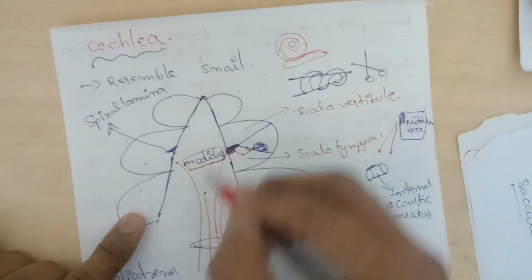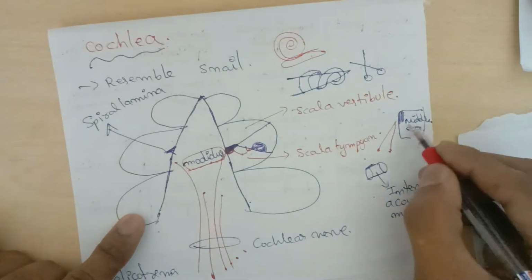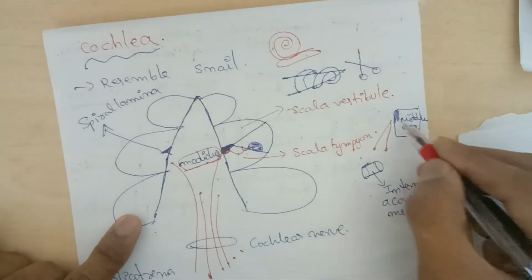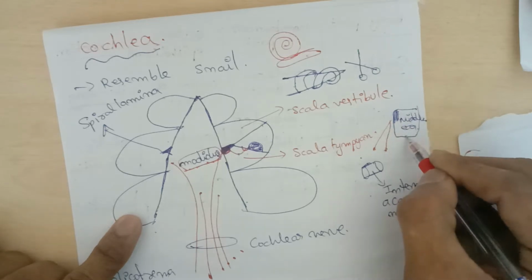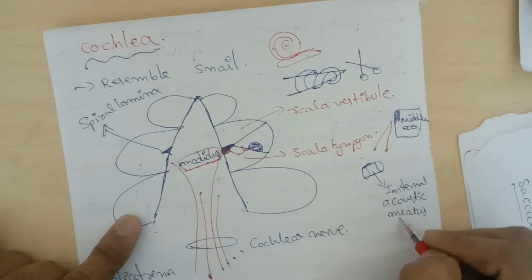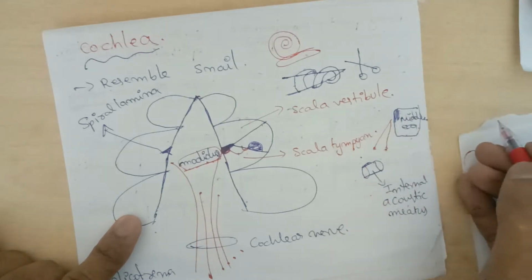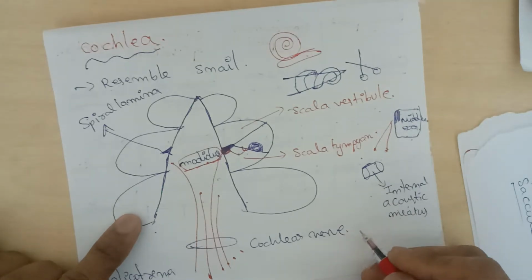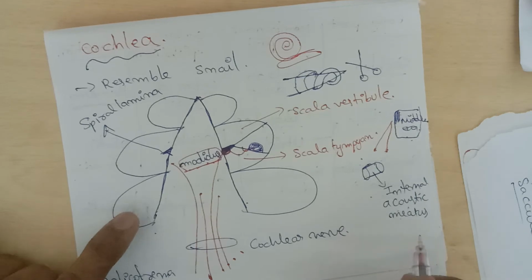It has an apex and base. The apex is towards the middle ear, the anterior superior part of the middle ear, and its base part is towards the internal acoustic meatus. It runs forward and laterally in the middle cranial fossa, in the petrous part of the temporal bone.